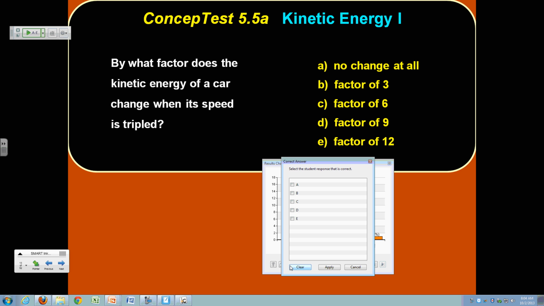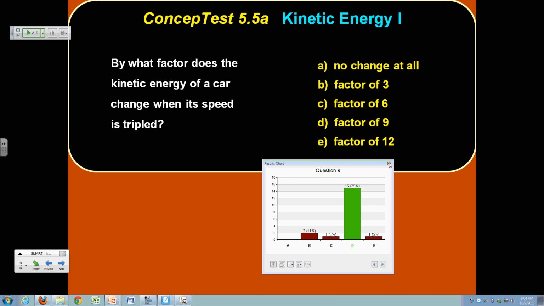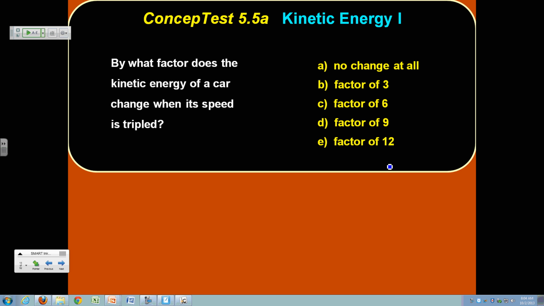D is the right answer. Remember, it's a quadratic relationship. So if I double the velocity, I quadruple the kinetic energy. So if I were to plot kinetic energy versus v, it's a parabola. It looks like that. So as I move up to higher speeds, I get a greater increase in my kinetic energy. So D is a factor of 9.